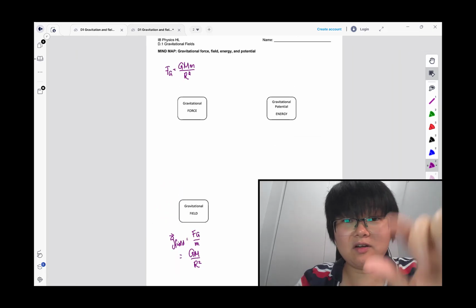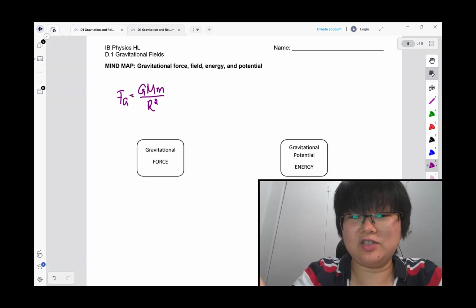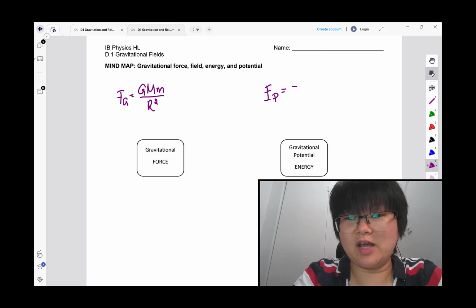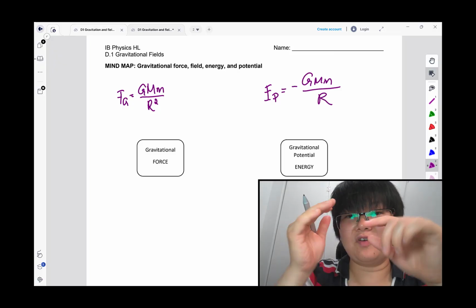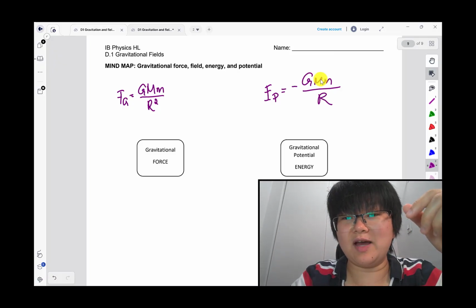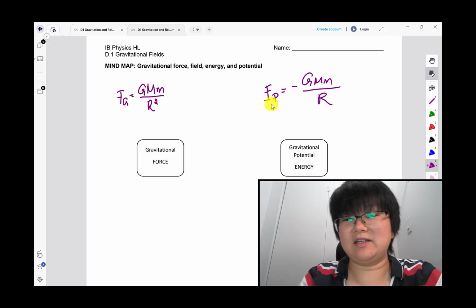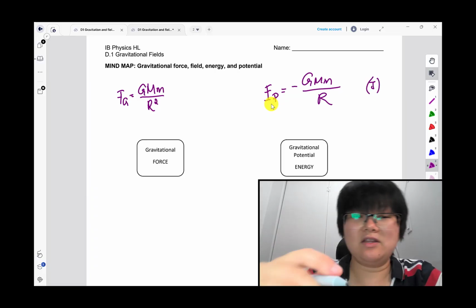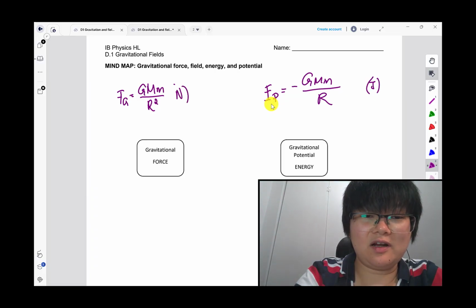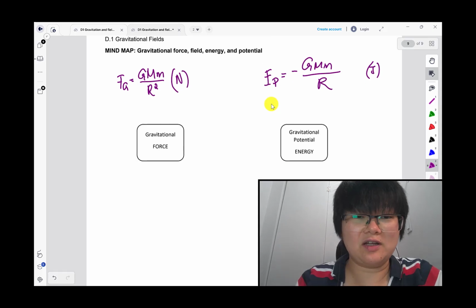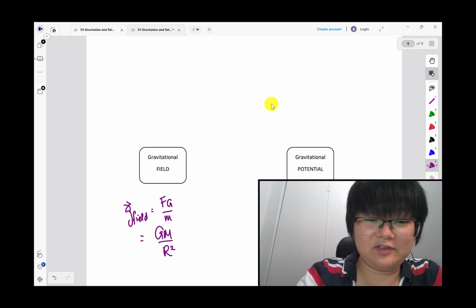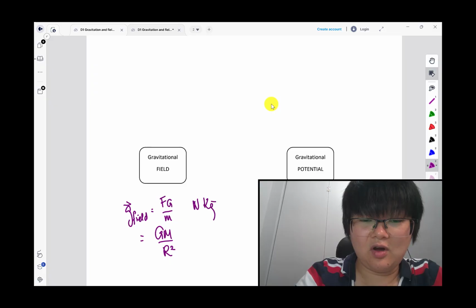The new concept learned in this topic includes gravitational potential energy, which is the work done when bringing an object from infinity to a distance r from the center of mass of our point mass, big M. So EP is technically a work done, and so has units of joules. And I forgot to put the units in the other areas which we've talked about previously. Newtons for force, and for gravitational field, this is either newton per kilogram, or we've used meters per second squared.